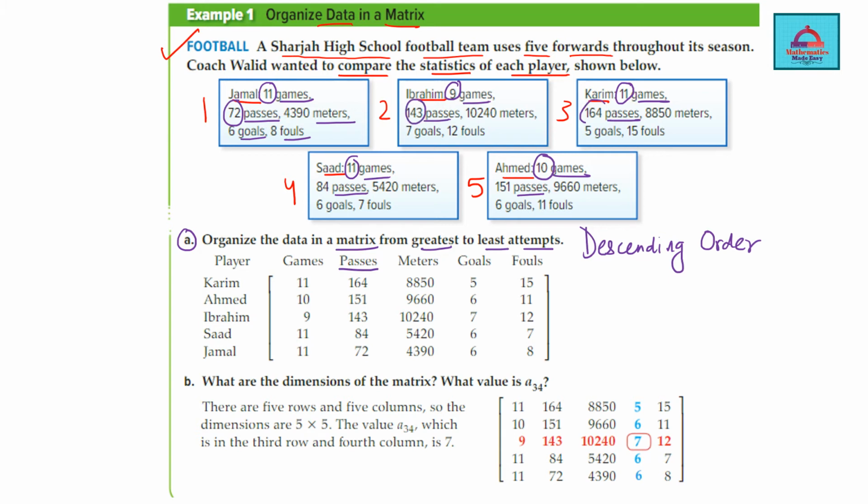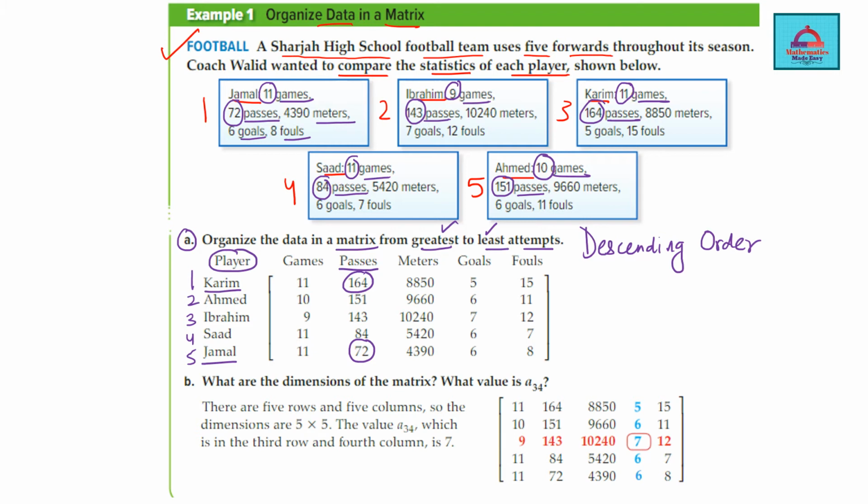So if you look at the passes, Jamal has 72, Ibrahim 143, Kareem 164. Similarly for Saad and Ahmad, this much. So which is the maximum? We look here that Kareem has the maximum passes, 164. Then next is Ahmad 151. Then next is Ibrahim 143. Next is Saad 84. Next is Jamal 72. So Jamal has the least passes and Kareem has the maximum passes. Because we have to go from greatest to least, the order would be Kareem followed by Ahmad, Ibrahim, Saad and Jamal. So I hope this player organization is clear to you.